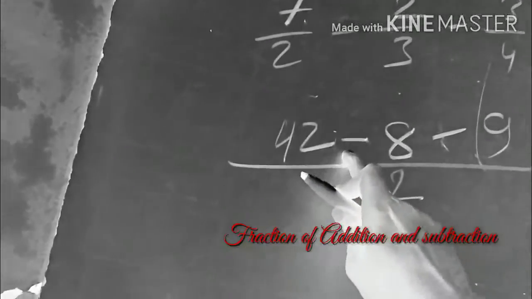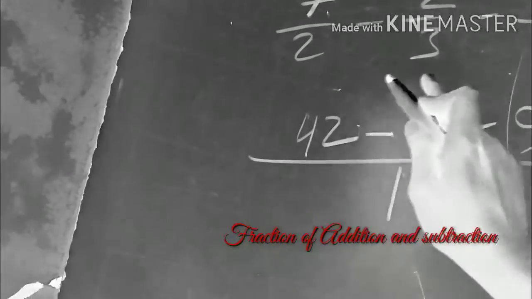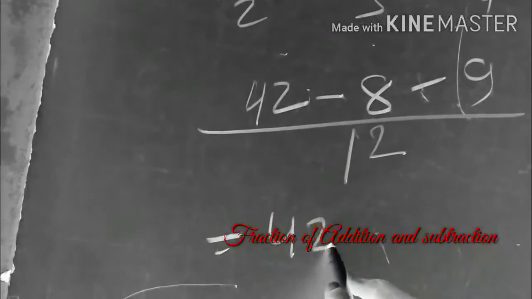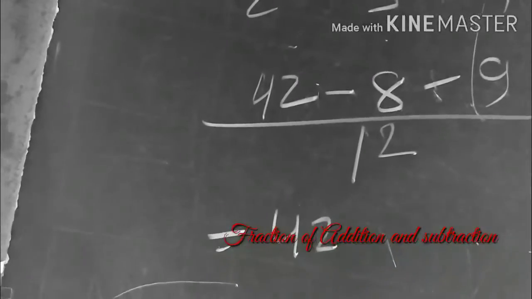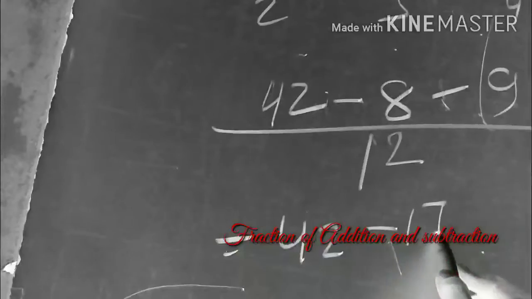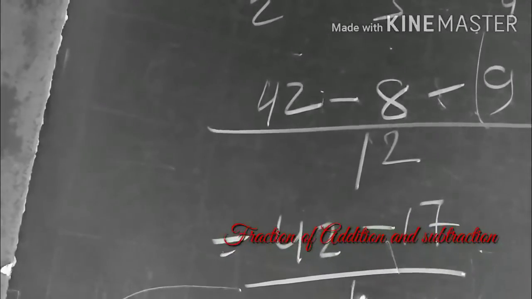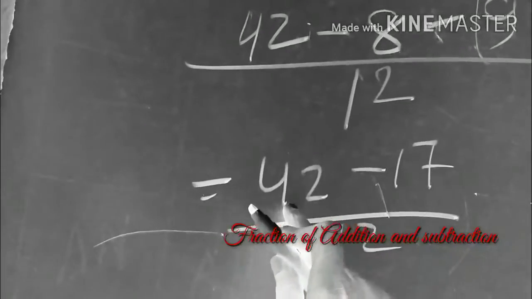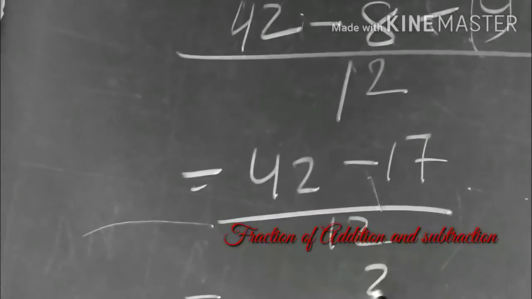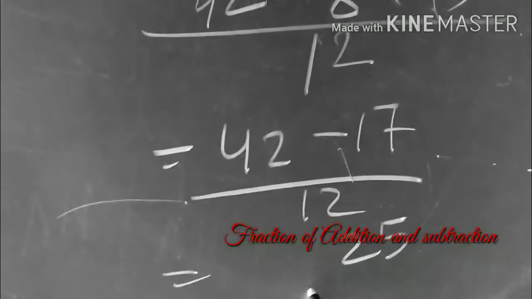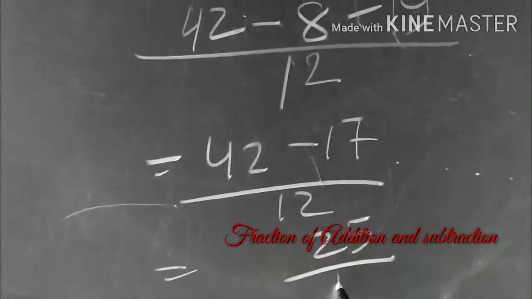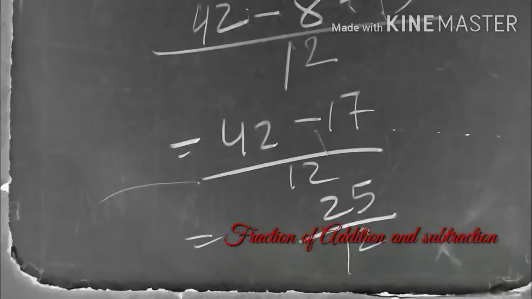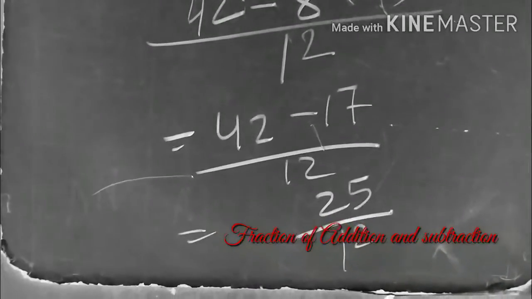Here look at here. The trick is the two minus signs. So we have to calculate these two parts first. 42 as common. Minus 8 or minus 9. How much? Minus 17. And by 12. There is no change. Now we have to do 42 minus 17, which is 25. 25 and this 12. So 25 by 12 is the required answer.